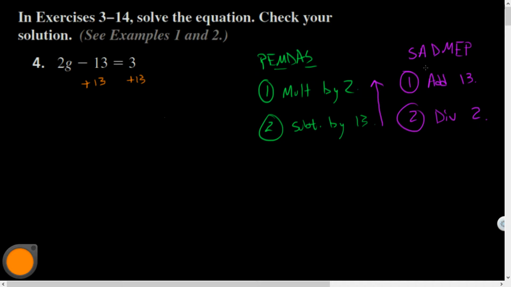Add 13. You don't need to write this down, obviously, every time, but this is how you should think about it. I need to undo the things that were happening to it. So I add 13, and I can't just add 13 willy-nilly on the left-hand side. I've got to add it to both sides.